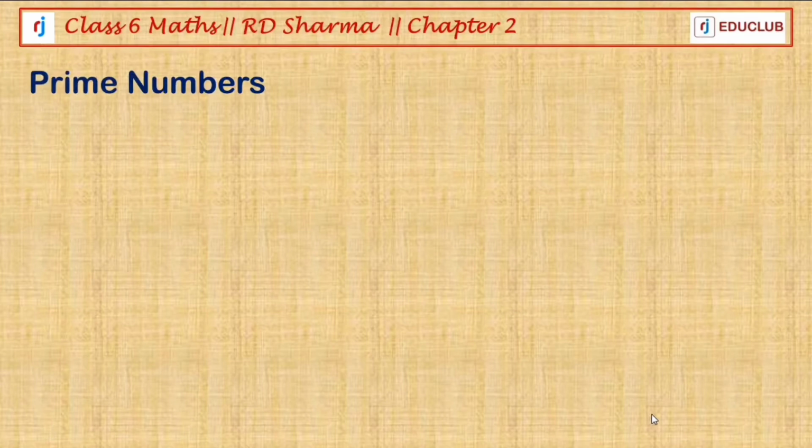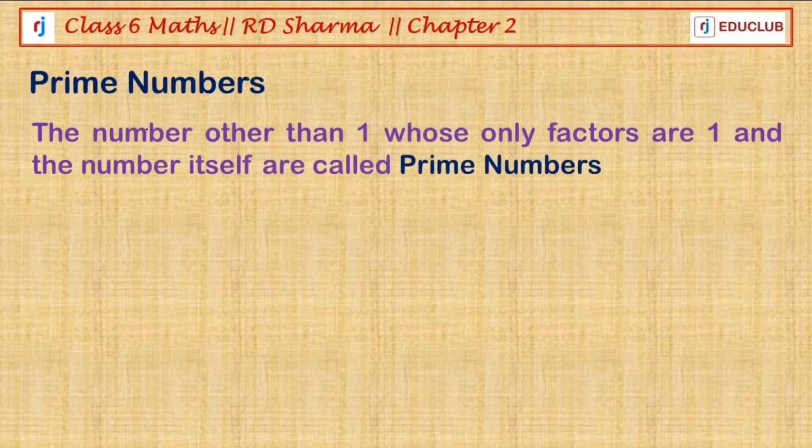Next is prime numbers. What is a prime number? Very important. The number other than 1 whose only factors are 1 and the number itself. Those numbers are called prime numbers. 1 is not a prime number.